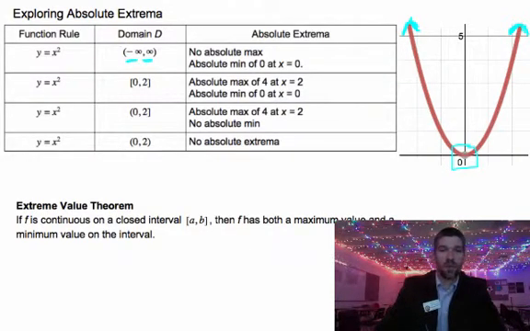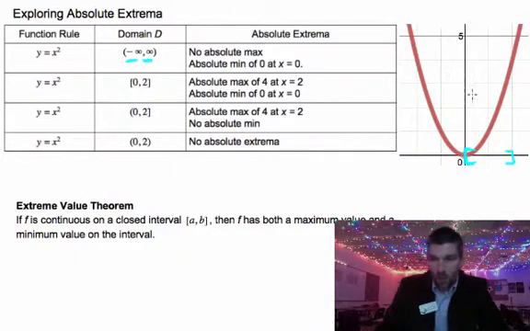Okay? So what about if we go from 0 to 2? We're actually going to include 0, and we're going to go out here to 2. So we're interested in this part right here. In this situation, we do have an absolute max and an absolute min, because we're starting at 0, and that's the low point on our graph.